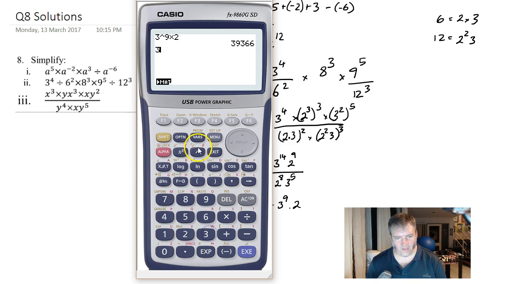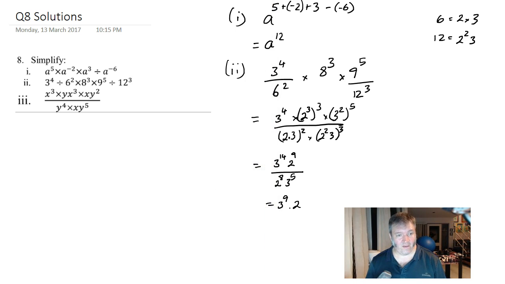Let's try typing in the entire thing over here and see if we get the same answer. So I've got 3 to the power of 4 divided by 6 squared, multiplied by 8 to the power of 3, multiplied by 9 to the power of 5, divided by 12 to the power of 3. Whoa, 39366. So we know we got it right, and that's a good way to check it if you had to do something like that in your exam.